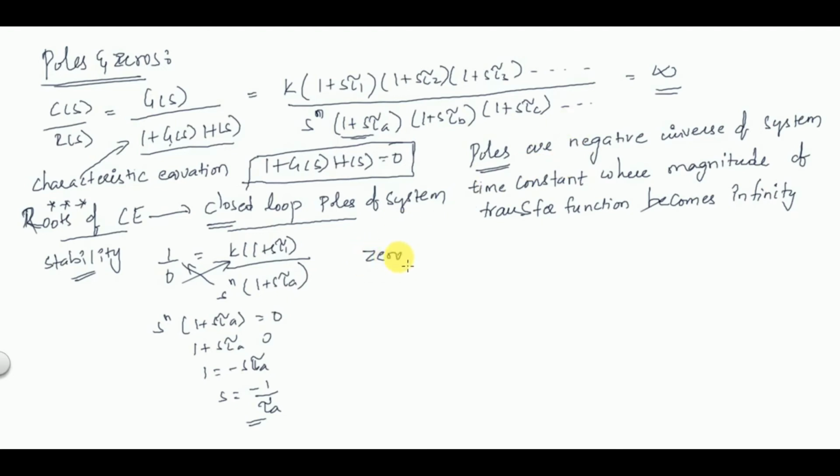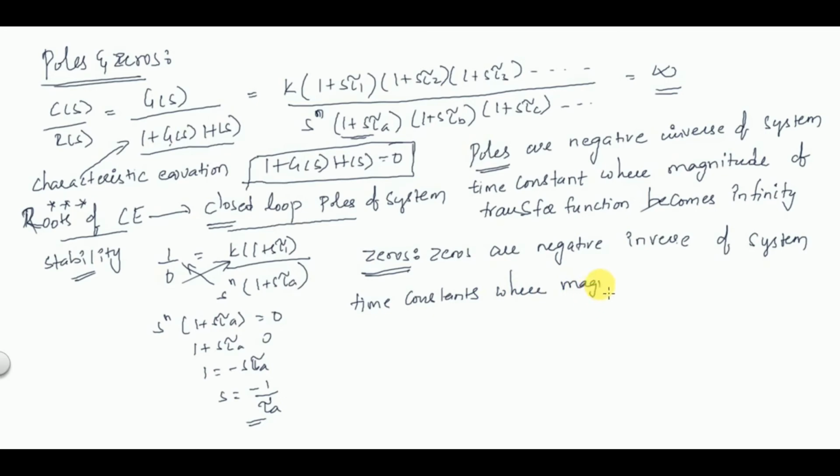So what are zeros then? Zeros are the negative inverse of system time constants, or constants if you have multiple poles, where the magnitude of the transfer function becomes zero.